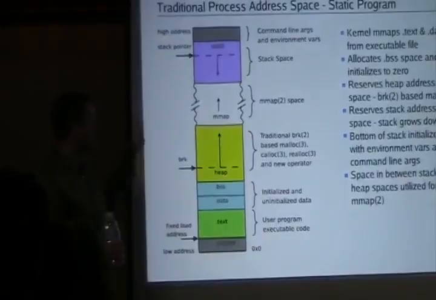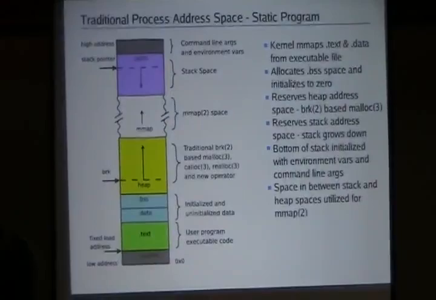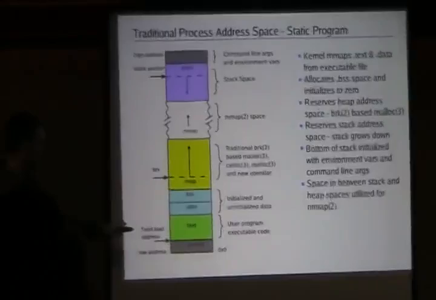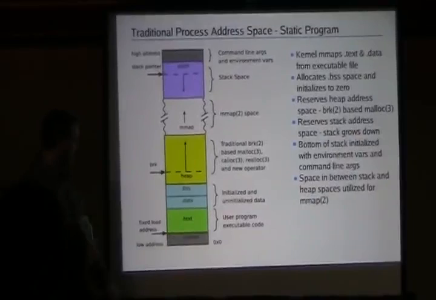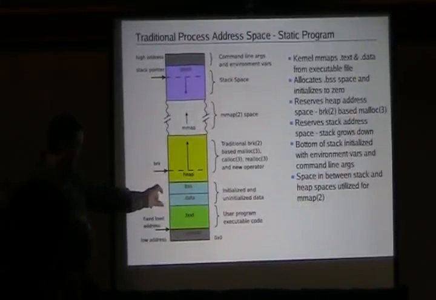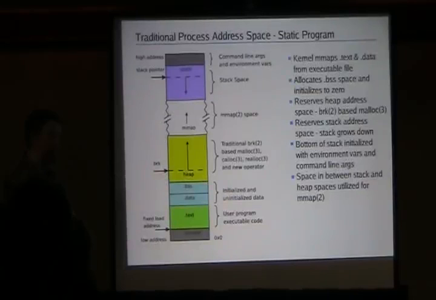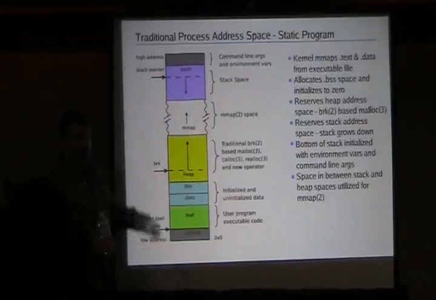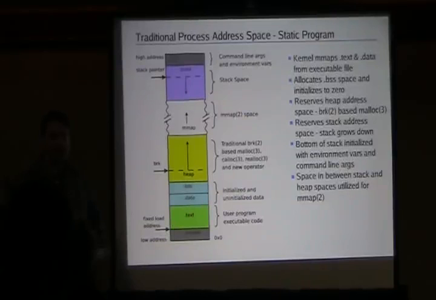And the way it works, to get started, is to do a quick summary of a traditional process layout for a static program, starting at the low addresses up to high addresses. When you compile a typical program, it's linked at a fixed address, so every time that you execute it, it's loaded at a low address. Starting with the code in the text segment, the initialized data, the uninitialized data, and then the heap following directly after the uninitialized data. And then starting from the other end of the address space, there's area reserved for the stack, and on most architectures, that grows down. The space in between is utilized for mmap, which you can use for mapping files, either anonymous or shared.